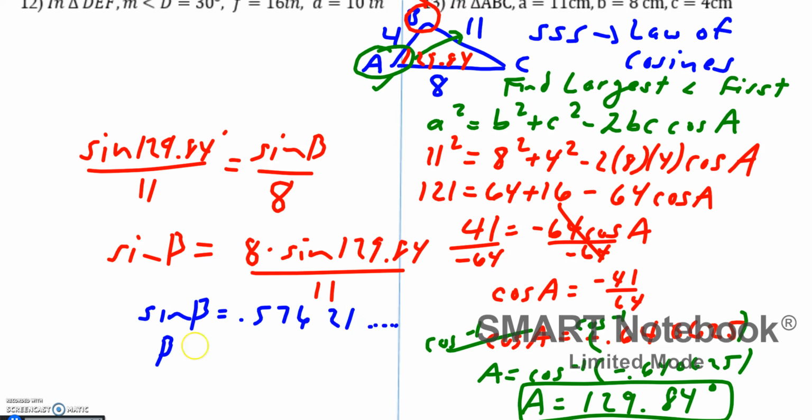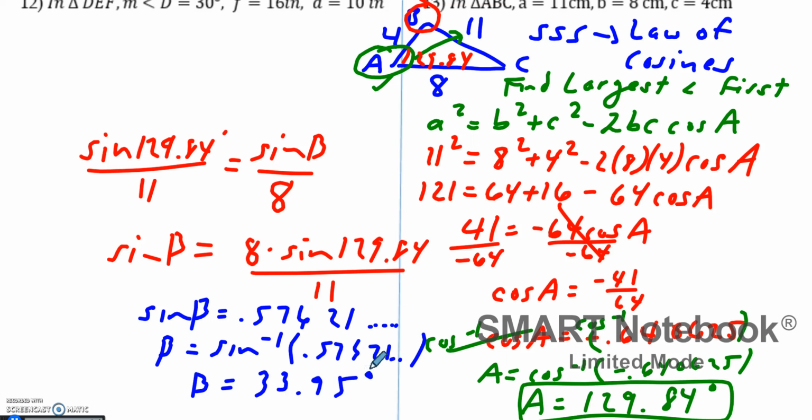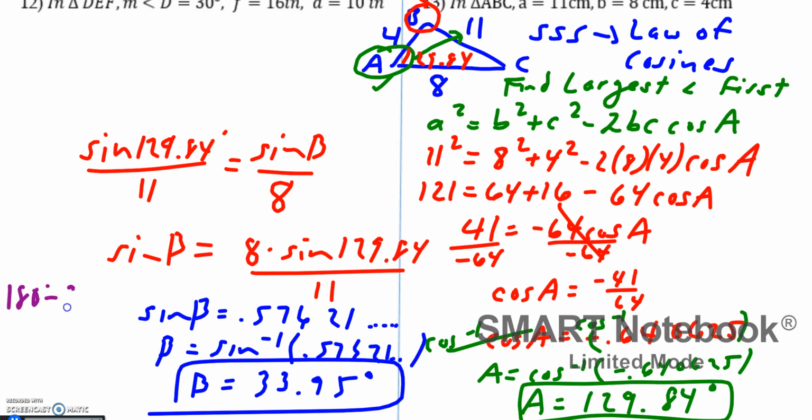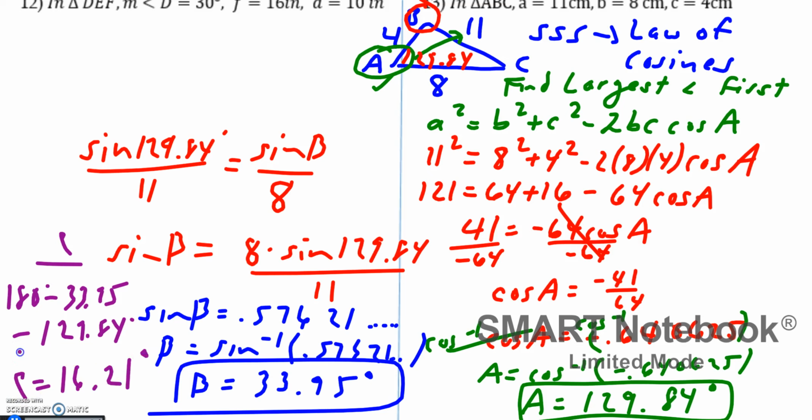If I take the inverse of both sides, I would get the inverse sine of 0.57621, and angle B, when plugging into the calculator, should be 33.95 degrees. So I found angle A, I found angle B, and so to find angle C, all you have to do is 180 degrees minus 33.95 minus 129.84. So angle C, if the subtraction is done properly, would be 16.21 degrees.